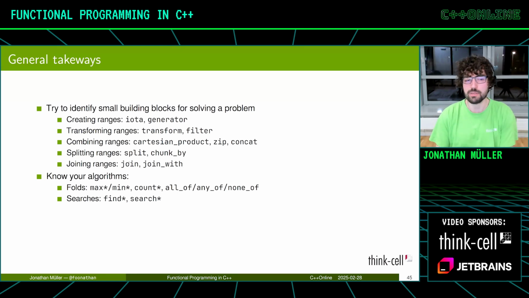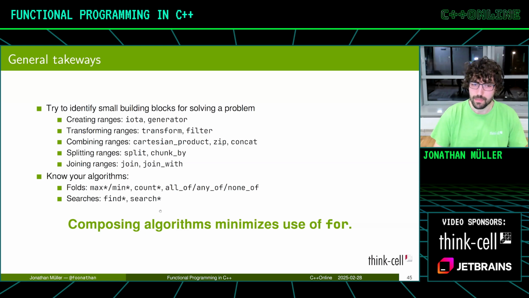And then once you've got a range with the appropriate pipeline, use algorithms, the various folds like max, min, count, all_of, or also searches. And just these tools can get you really far in solving various problems, in a very easy to understand way, because you're just composing individual building blocks. And if you do that, composing algorithms minimizes the use of for. Sean Parent famously said no raw loops, and this is how you get it, by composing algorithms and views.